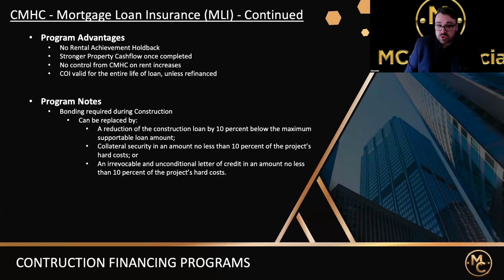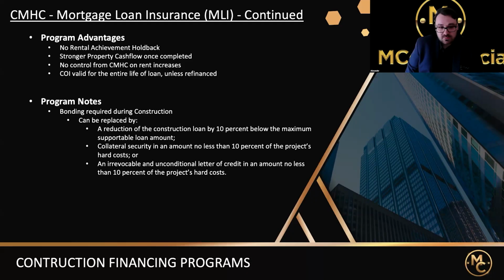CMHC will have no control over your rent increases when you're done. You might have some control from the municipality or the province, but CMHC won't have anything to say. And your COI is valid for the entire life of the loan, unless you refinance. So it's not just good for your first term, your first 5 years. If you choose to just keep it and just renew, and you have a 50-year amortization, your COI covers the entire amortization.